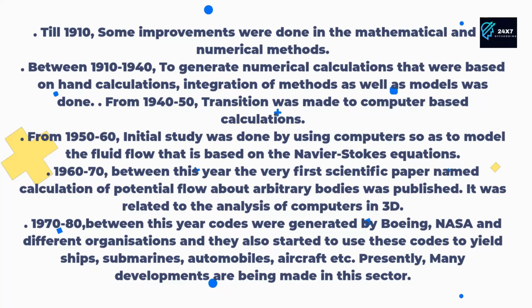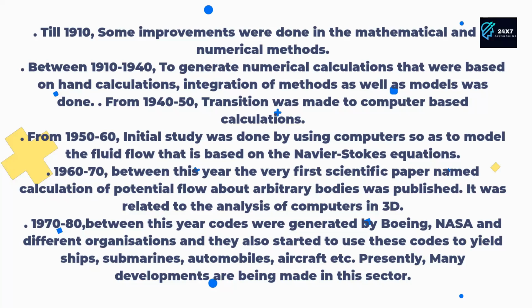From 1950 to 1960, initial study was done by using computers to model fluid flow based on the Navier-Stokes equations. Between 1960 and 1970, the very first scientific paper, named Calculation of Potential Flow about Arbitrary Bodies, was published. It was related to the analysis of computers in 3D.